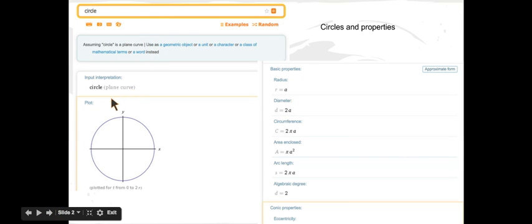word circle, you're going to be provided with the plot of it, what a plane curve circle is. And a circle is nothing more than an ellipse whose minor and major axis, when we're looking at the Cartesian coordinates, whose minor and major axis are equal. It's a form of an ellipse.